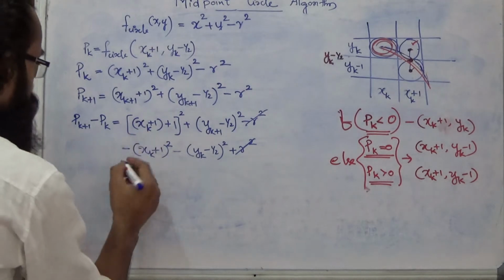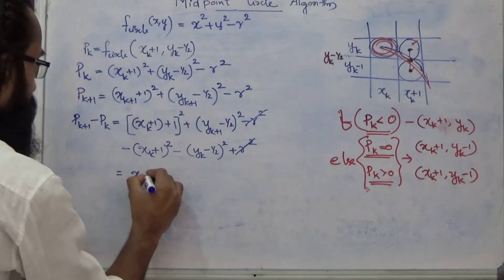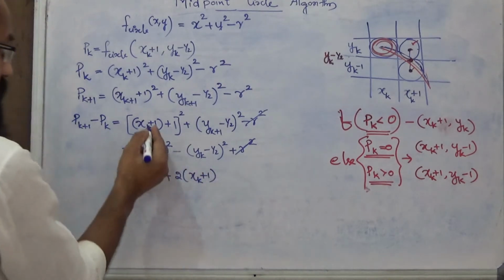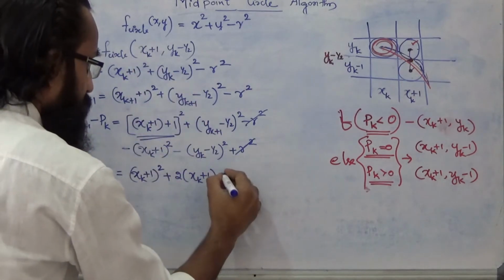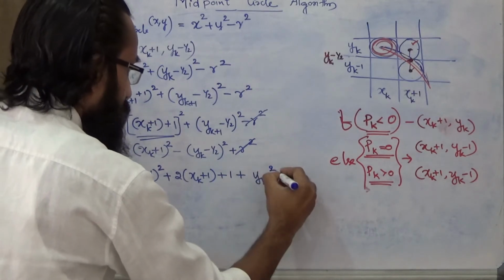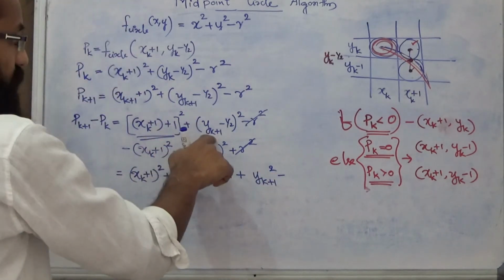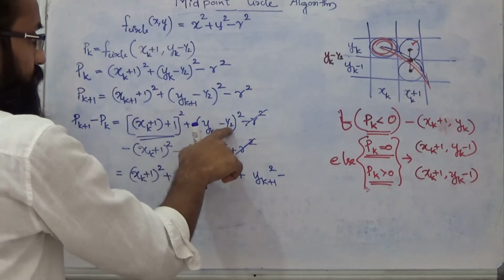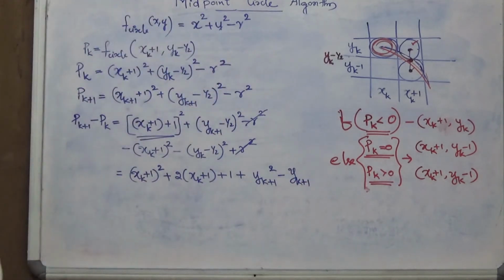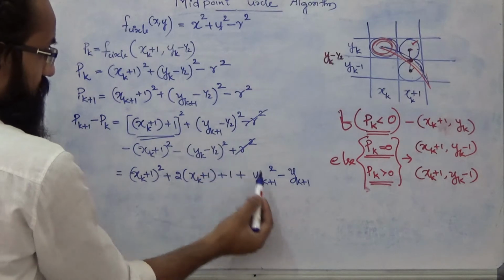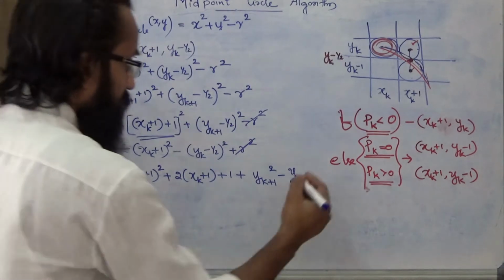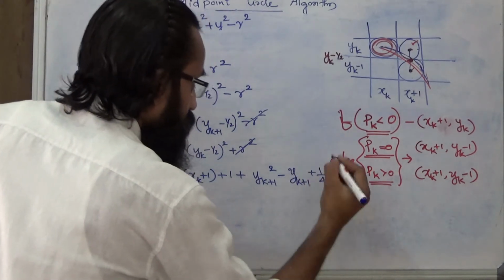Then you can expand this one. So this will be equal to (xk + 1)² + 2(xk + 1), I am expanding this term, 2(xk + 1) + 1, plus (yk + 1)² minus 2(yk + 1) into half. So you will be getting (yk + 1)² minus 2(yk + 1) into half, that is minus (yk + 1), plus (1/2)², that is 1/4.